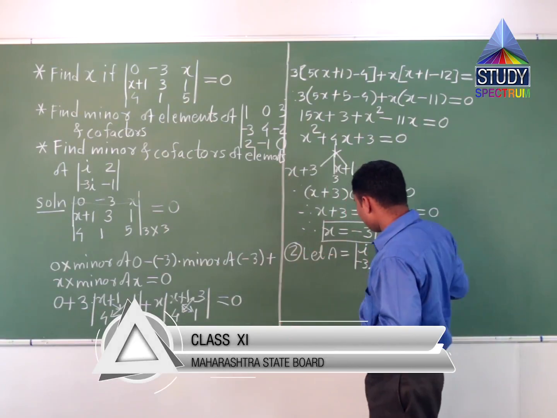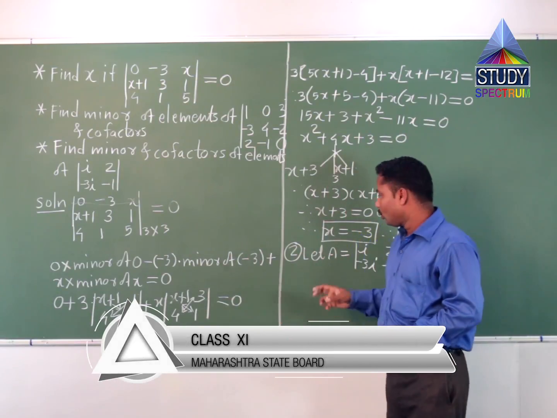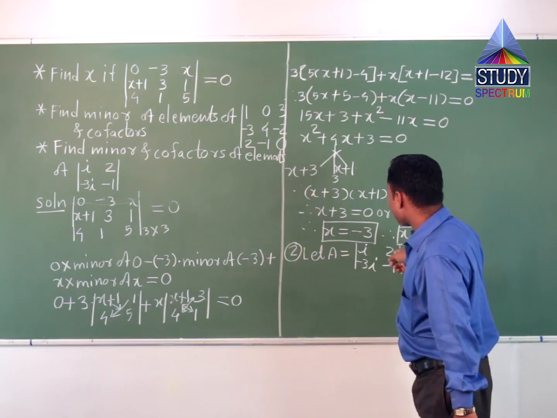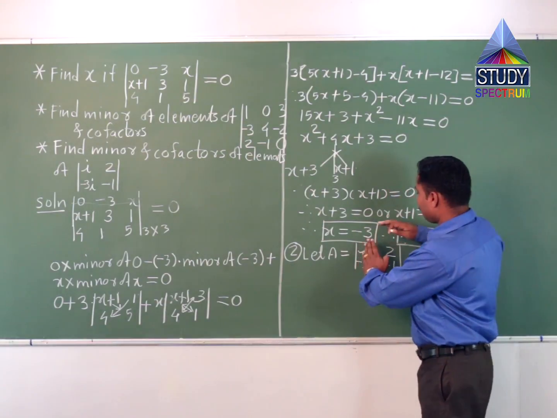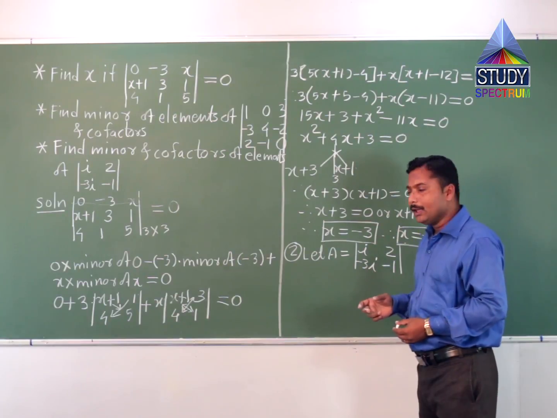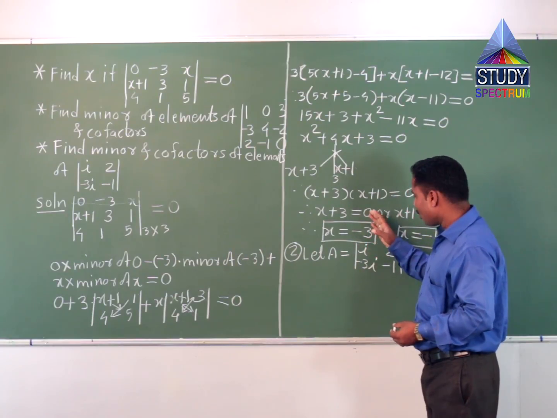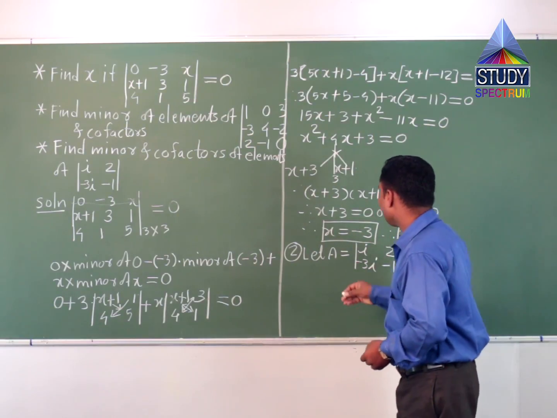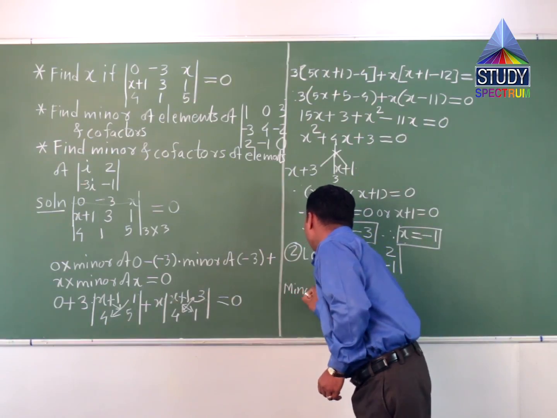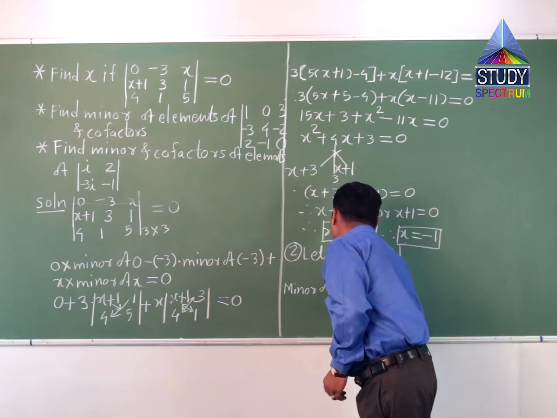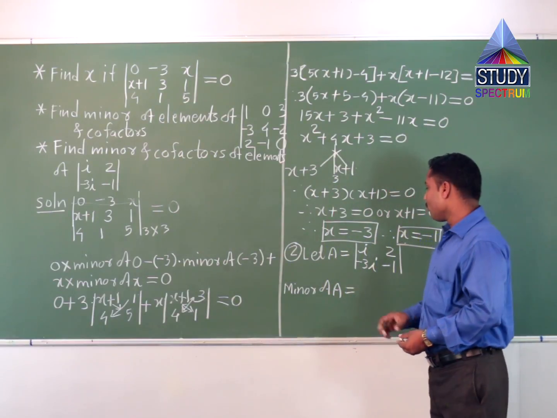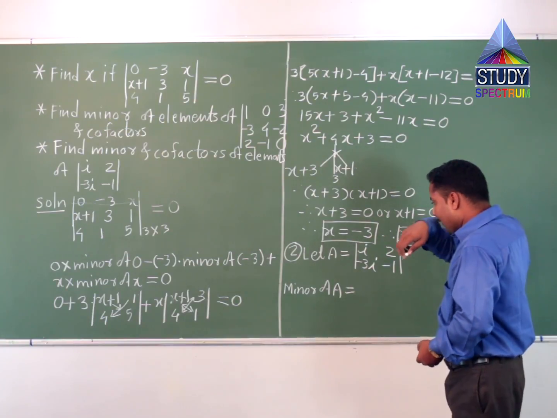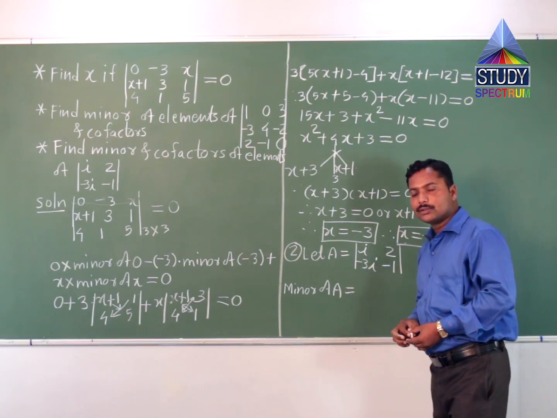So first we find minor. This is a 2 by 2 determinant. So what is the minor? Minor is nothing but the determinant obtained by deleting the row and the column passing through that number. So minor of A equals minor of all numbers.